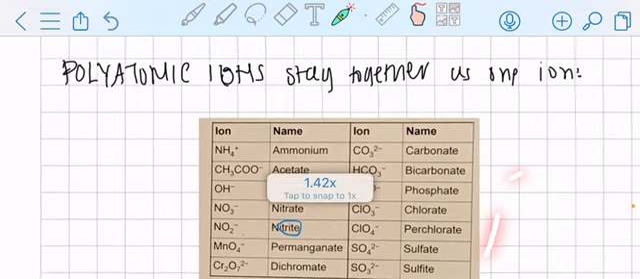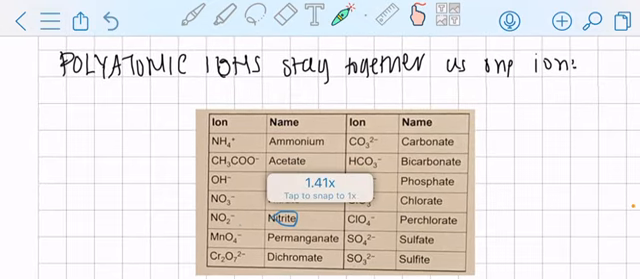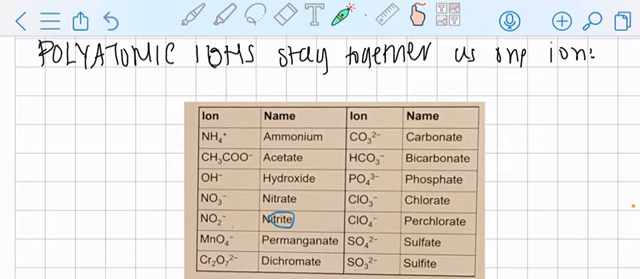It's important to note that they do not dissociate. So CO3 2-, carbonate, does not dissociate into carbon and oxygen. It stays as CO3 2-.